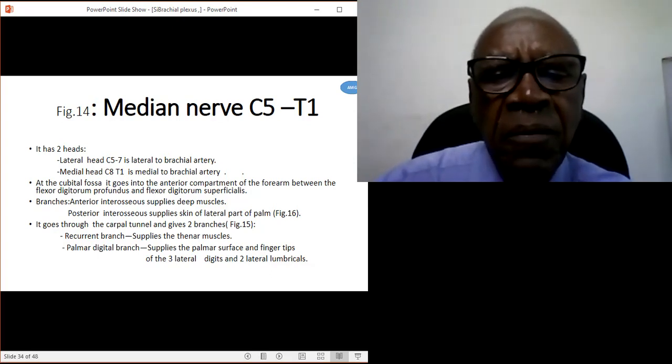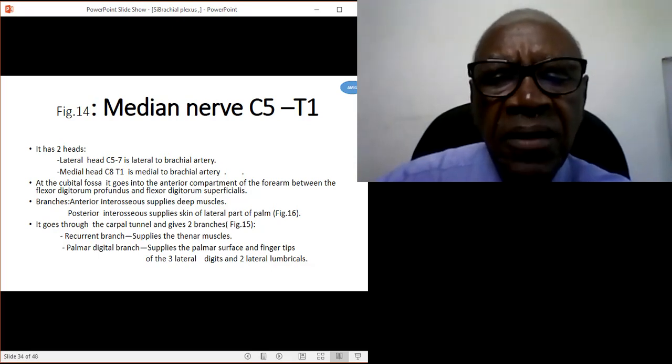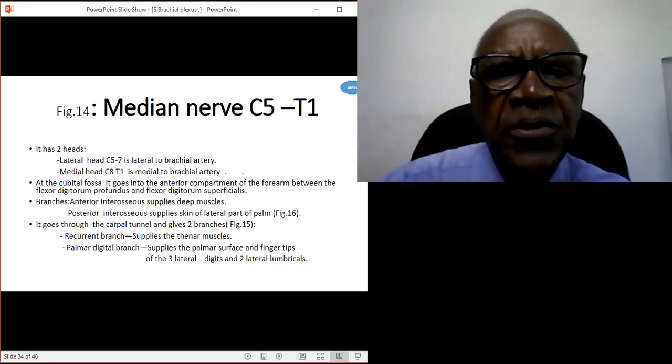It has the following branches: the anterior interosseous, which supplies the deep muscles; and the palmar cutaneous branch, which supplies the skin of the lateral part of the palm. It goes through the carpal tunnel and it gives two branches. The recurrent branch, which supplies the thenar muscles, and the palmar digital branch, which supplies the palmar surface and the fingertips of the three lateral digits and the two lateral lumbricals.